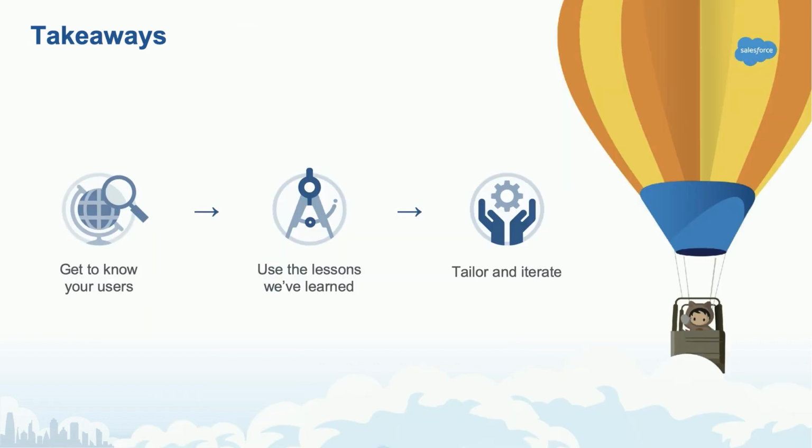So to recap, get to know your users first, see what's important to them. Next, use the lessons that we've learned, and then tailor and iterate to make sure that it's the right experience for the right user, designed in the best way possible. So Wayne is now going to take us through a demo.